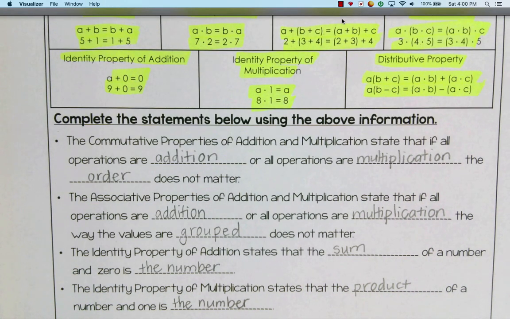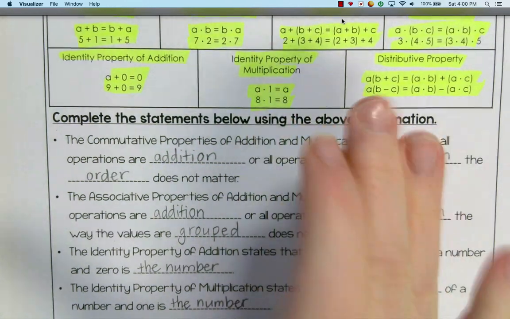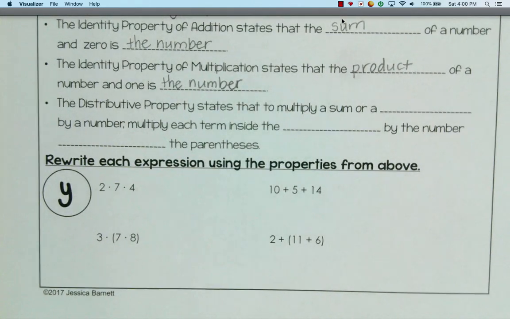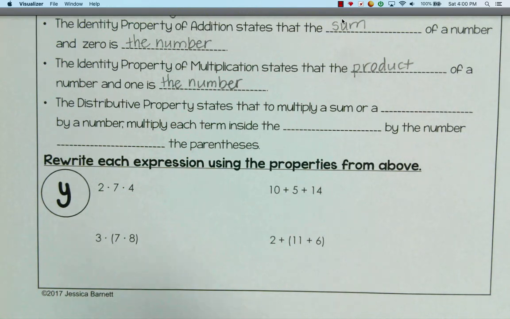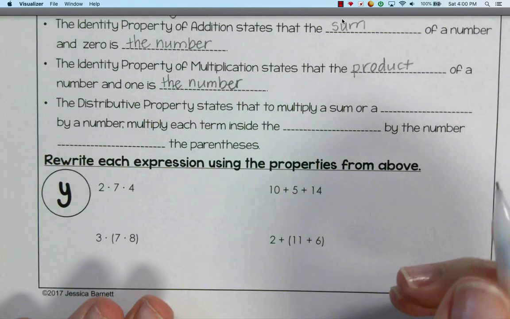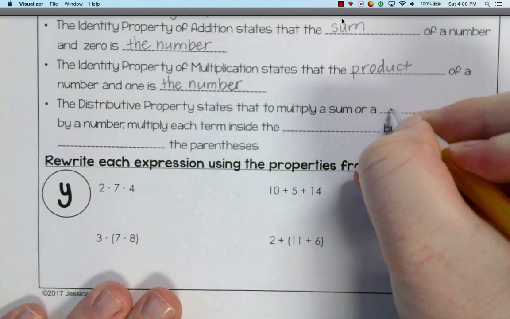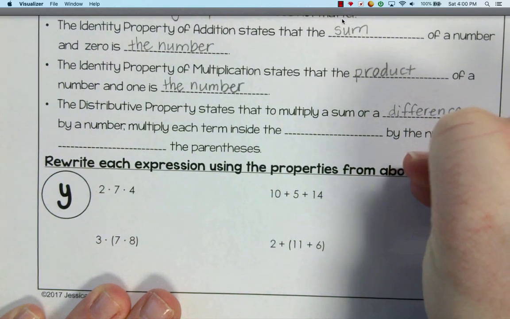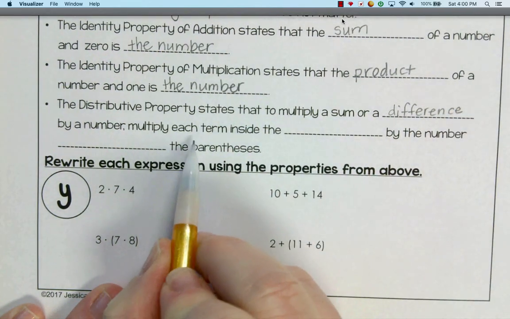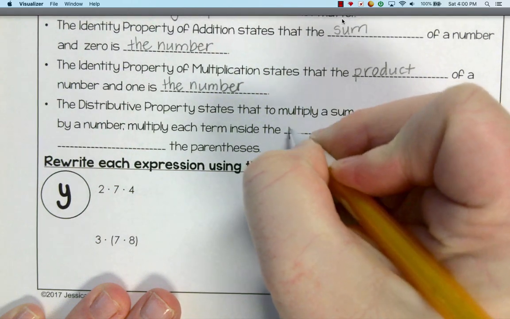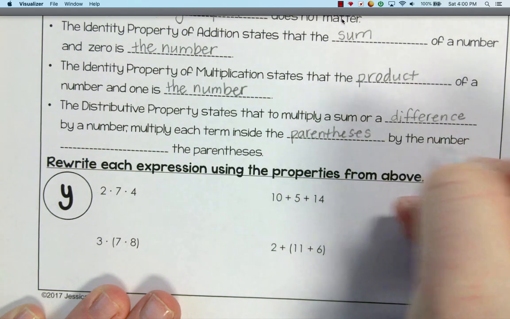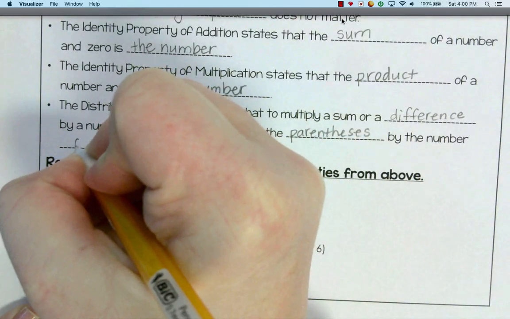So anything times 1 is itself. Now the distributive property is the big one that we're going to be applying to our algebraic expressions and numerical expressions. And here's my pencil. The distributive property states that to multiply a sum or difference by a number, multiply each term inside the parentheses by the number outside the parentheses.